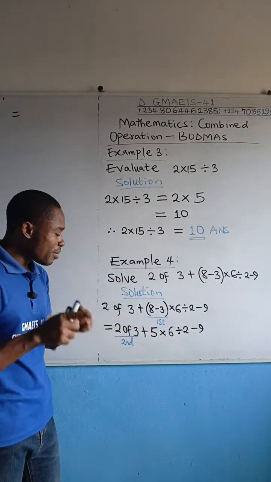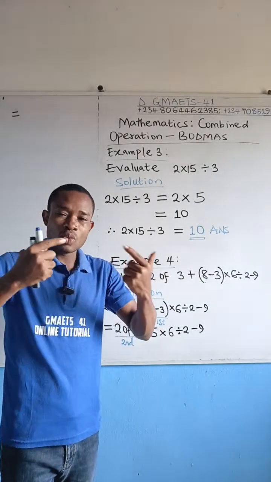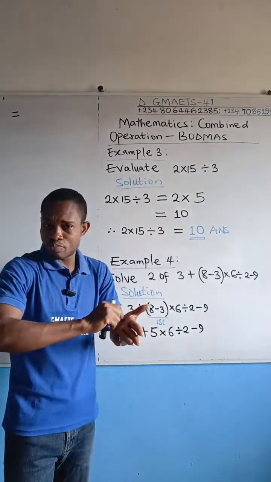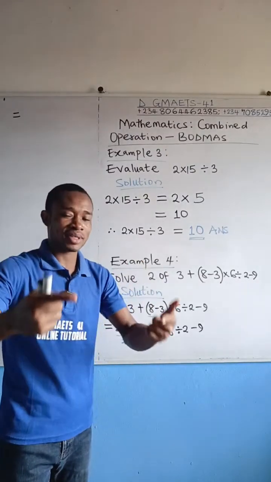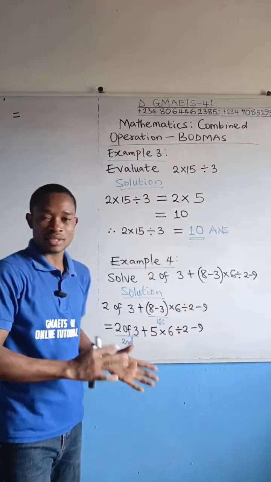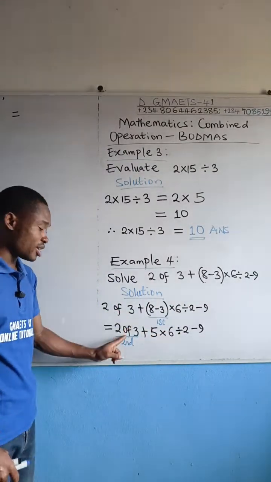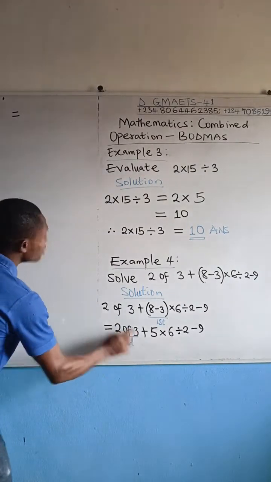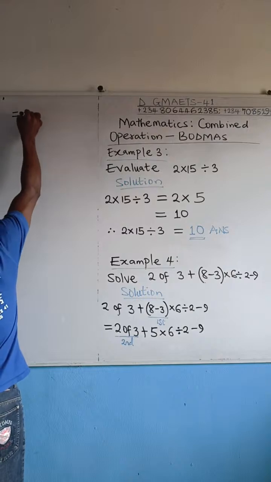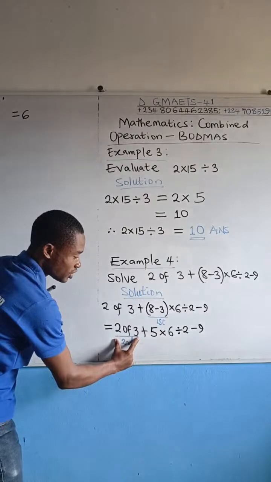So you want to remember, if you are writing this, maintain it as "of". But if you are working with the "of", you want to bring in the mathematical sign for "of". That "of" is interpreted to mean times in the process. So 2 of 3 is the same as 2 times 3, and 2 times 3 is 6. So this 2 of 3 will now change to 6. Replace it with 6.